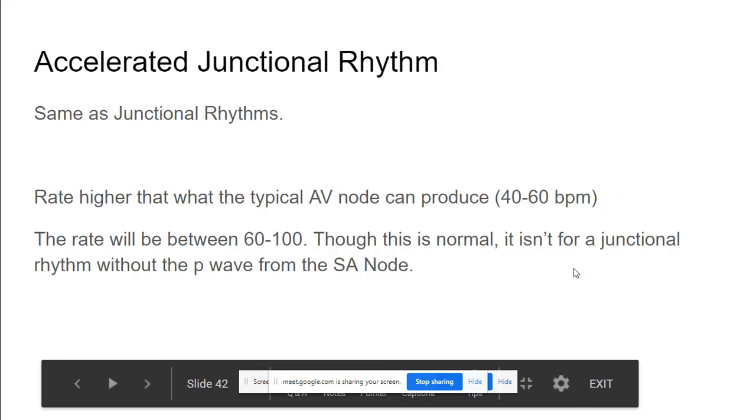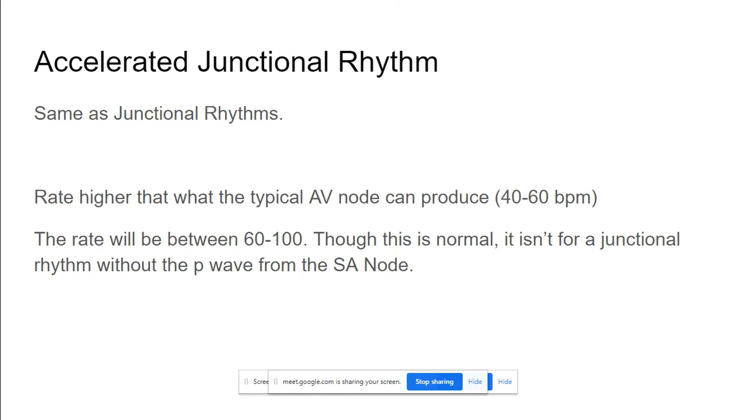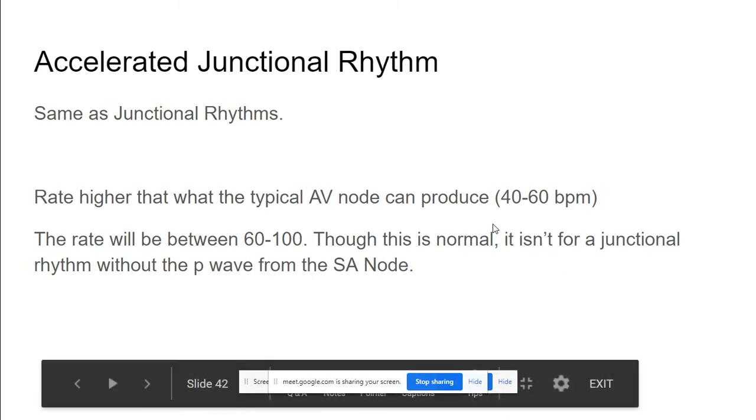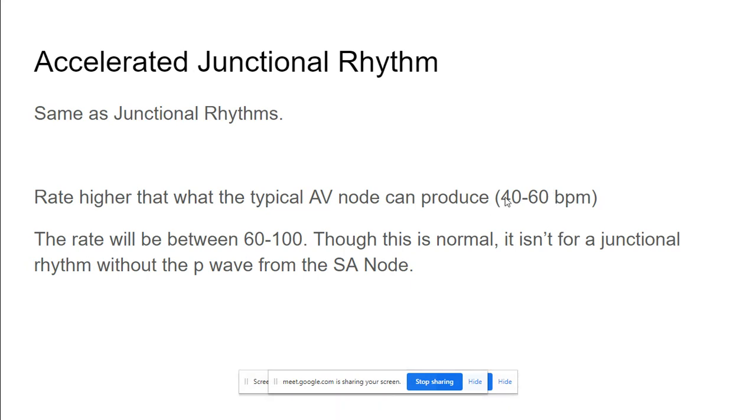All right, accelerated junctional rhythm. It just means that, yes, that junctional area in the heart around the AV node and the bundle of His is taking over as the pacemaker, but somehow it's able to produce a beat that's in the 40 to 60 range. If it goes higher than 60, we call that accelerated junctional rhythm. It's not tachycardic because it's not over 100, but it's still higher than what you would expect this junctional area to be able to produce. So if it's more than 60 and there's no P wave or evidence that the SA node is working, it's a junctional rhythm that's accelerated.